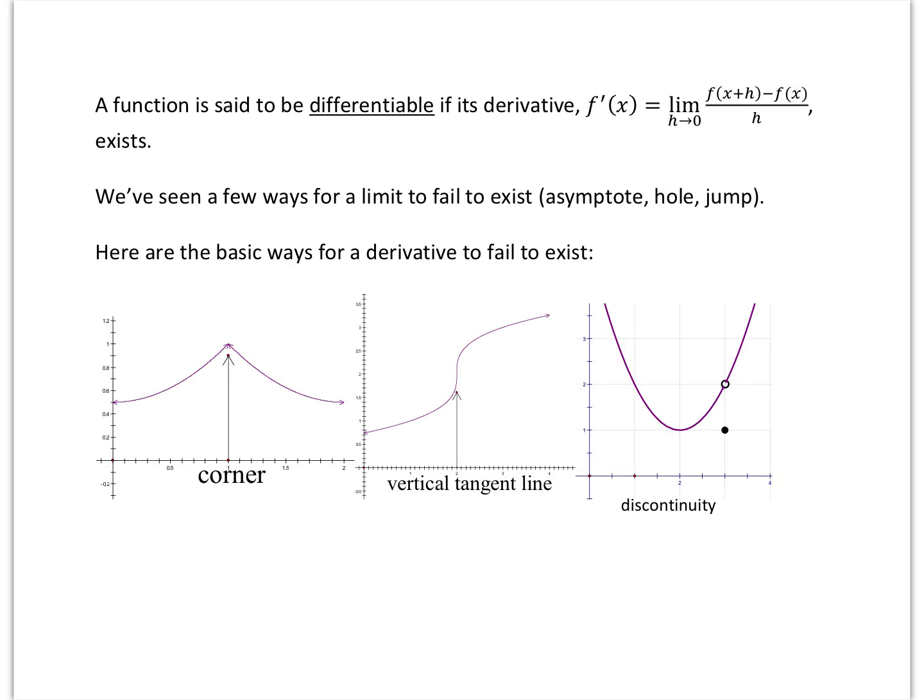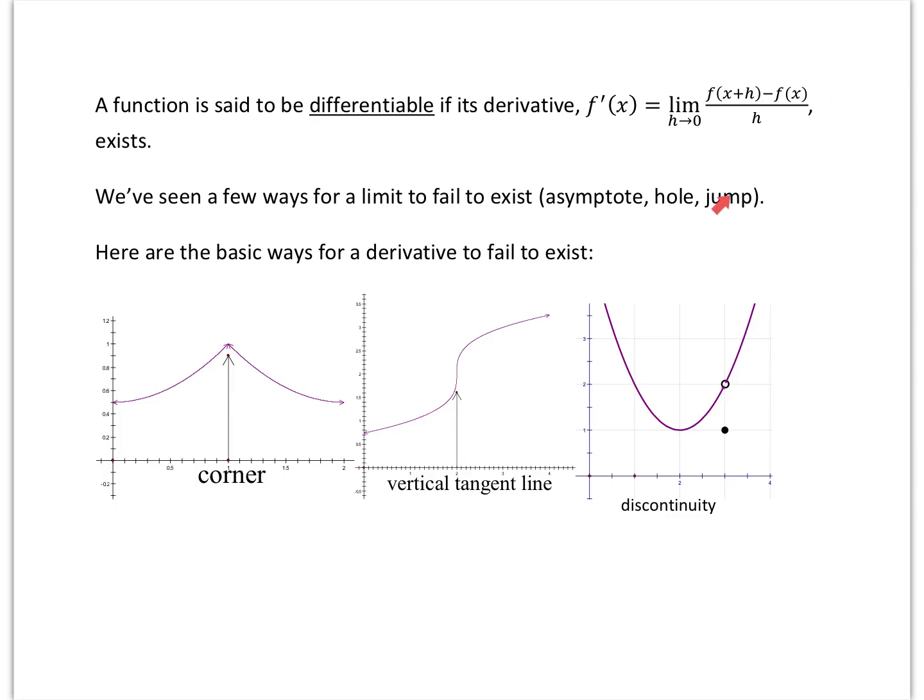A function is said to be differentiable if its derivative exists. You should remember the definition of the derivative: f prime of x is the limit as h goes to 0 of f of x plus h minus f of x, all over h. So a function is said to be differentiable if this limit exists.